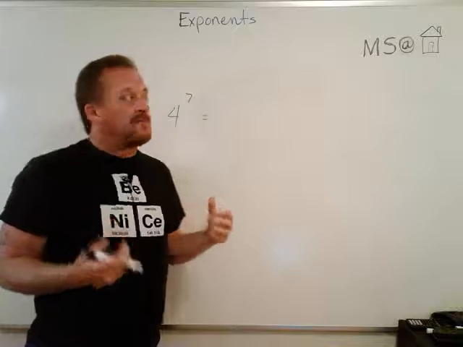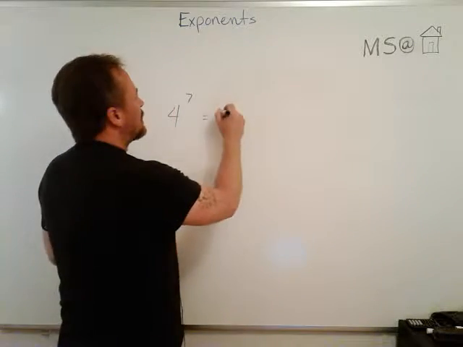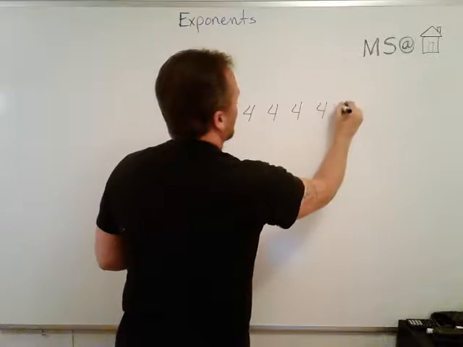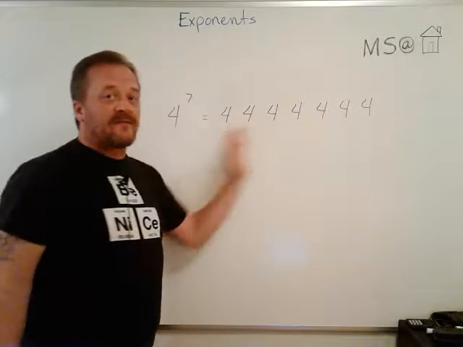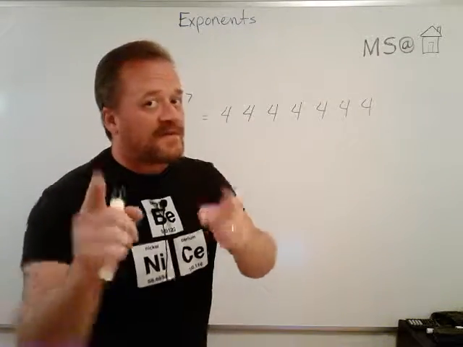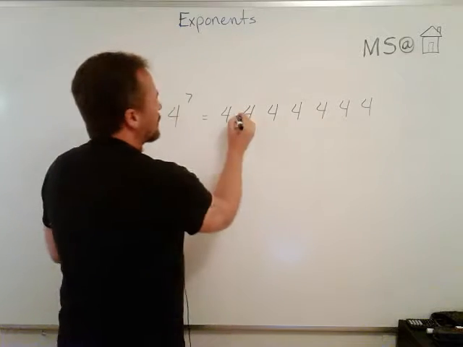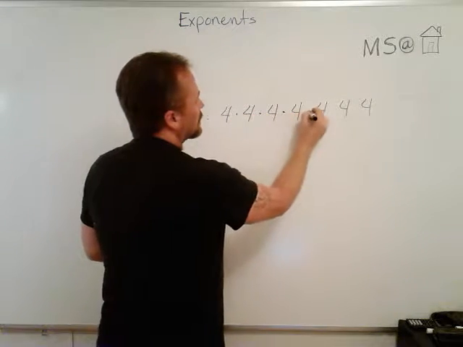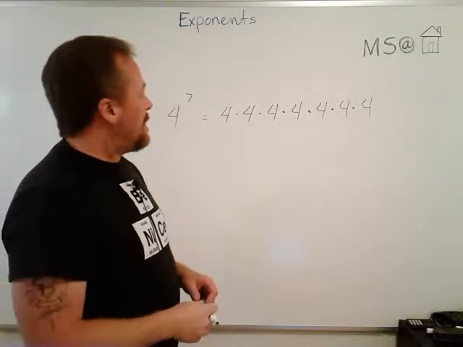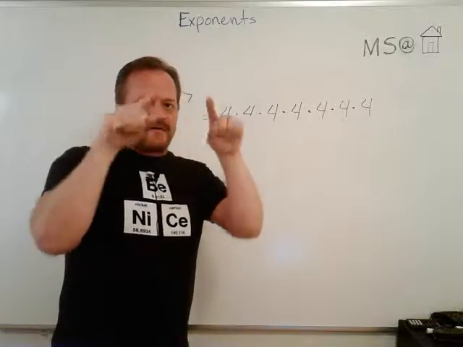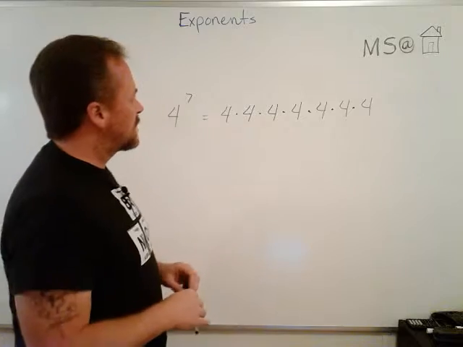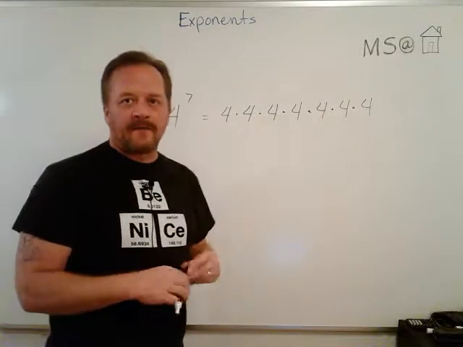So I have to write 4 7 times. 1, 2, 3, 4, 5, 6, 7. So there's 7 4s. Now remember, an exponent shows us repeated multiplication. So in between each one of those 4s, we're going to show that multiplication is happening with our little multiplication dot. You could also write those with parentheses stuck to each other, but for now, this works. That's not too bad, right?